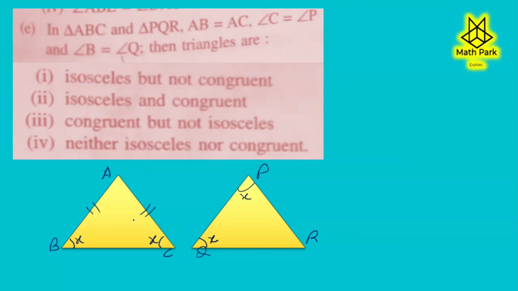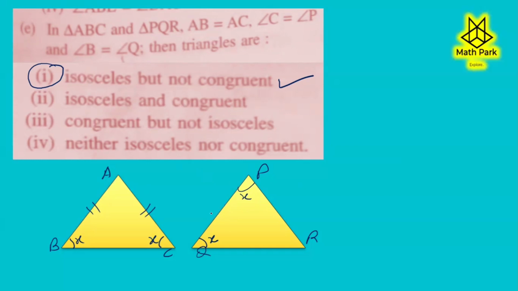So what we can see here, this is an isosceles triangle. This is also an isosceles triangle because two angles are equal. But we don't have any information about the sides of triangle ABC and PQR. So we say that these triangles are isosceles, but they are not congruent. Therefore, we can say that these two triangles are isosceles, but not congruent.